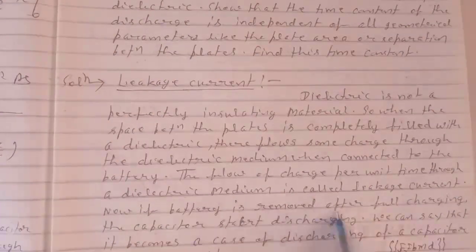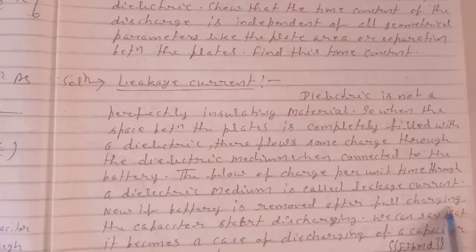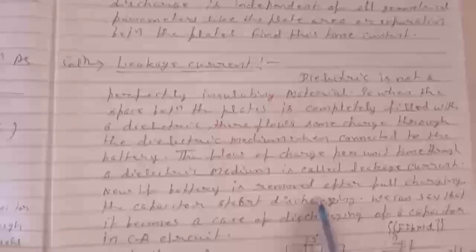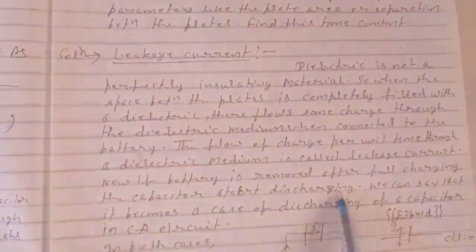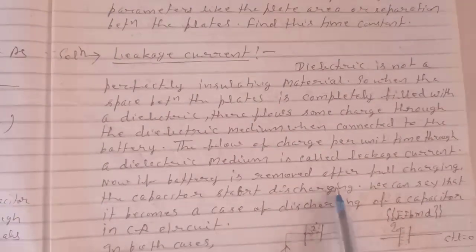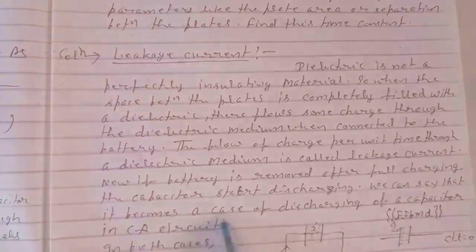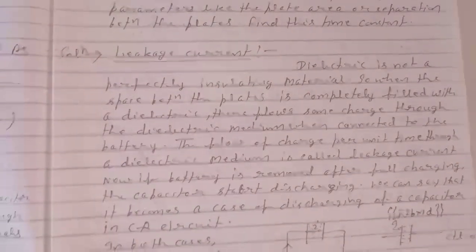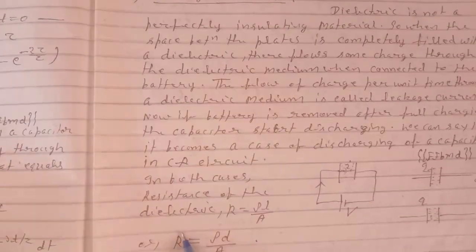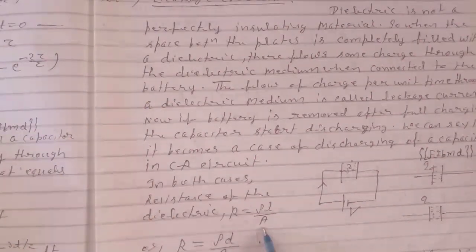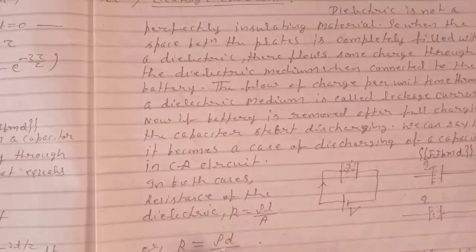Now if the battery is removed after full charging, the capacitor starts discharging due to leakage current. We can say that it becomes a case of discharging of a capacitor in a CR circuit. In both cases, the resistance of the dielectric is R equals rho L by A, or R equals rho D by A, because the length will be equal to the capacitor distance.